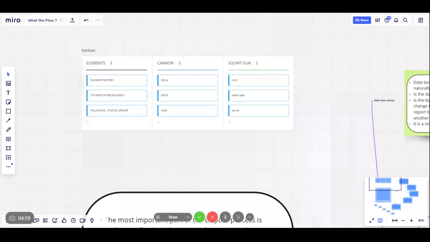If your answer is a squirt gun, then, honey, I don't know what to tell you. But if your answer is a cannon, then these are the dispute reasons that you should be using: date last active, date last paid, and notice of dispute.